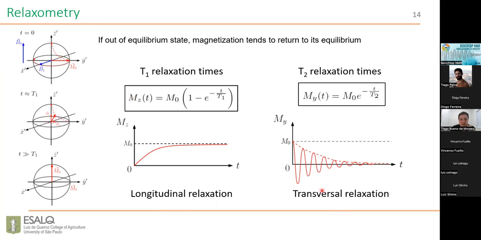And then there is the second, the transversal relaxation time, T2, that is the time for the magnetization to disappear in the XY plane. This time does not depend on the energy transfer to the lattice, but it is related to the loss of coherence of the magnetization in the XY plane. So the relaxometry methods are based on these relaxation times, described by these exponential equations known as the Bloch equations.